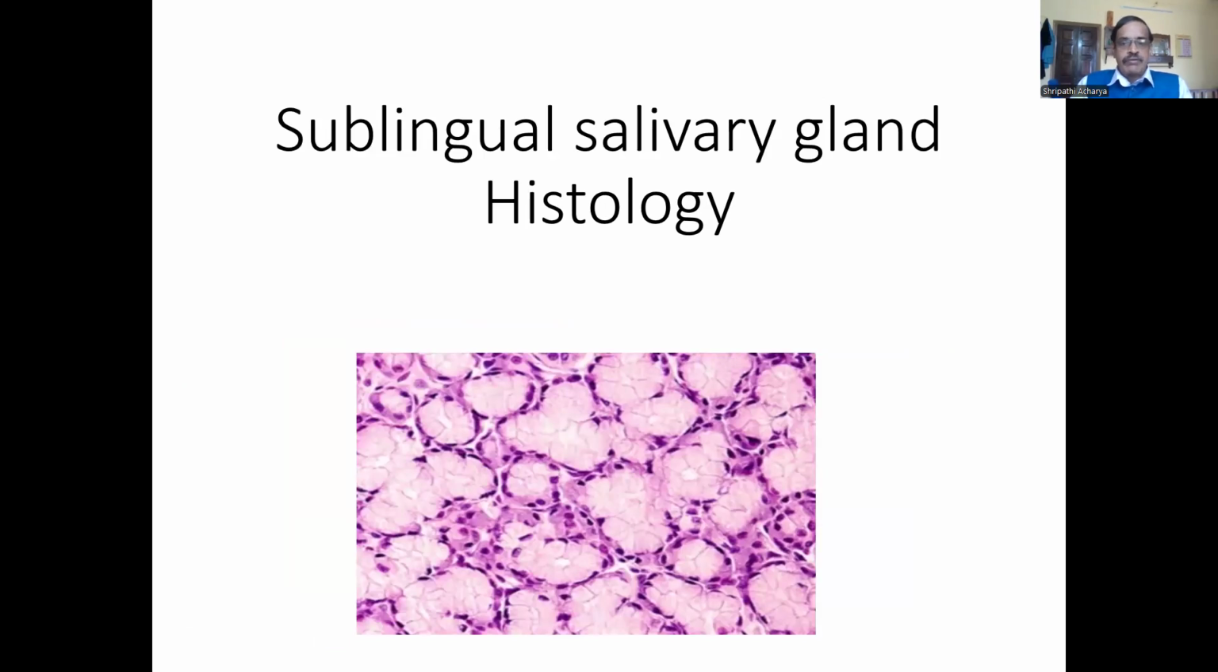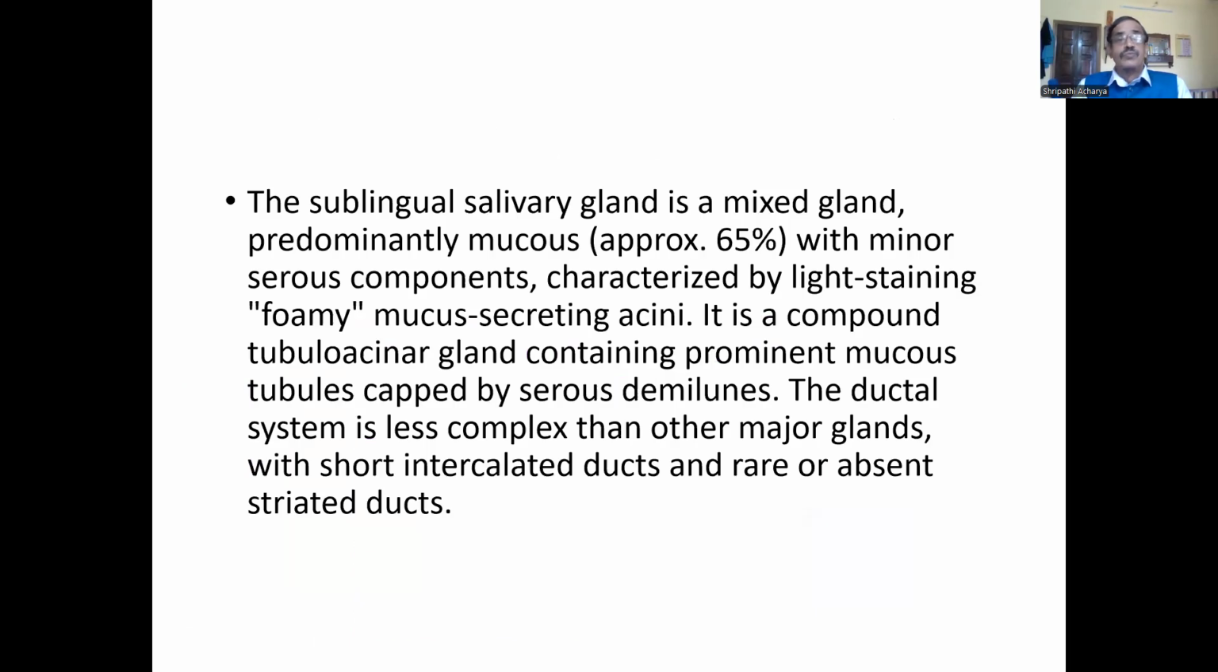Next is the sublingual salivary gland. It is a predominantly mucus secreting gland. The sublingual salivary gland is a mixed gland, predominantly mucous, that is 65%, with minor serous components, characterized by light staining, foamy mucus secreting acini. It is a compound tubuloacinar gland containing prominent mucous tubules capped by serous demilunes. The ductal system is less complex than in other major glands, with short intercalated ducts and rare or absent striated ducts.